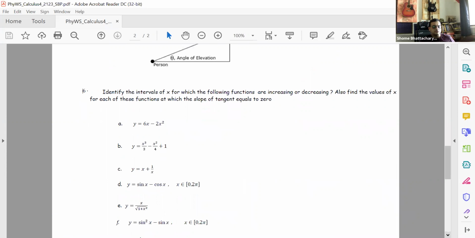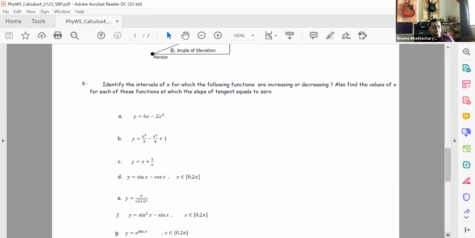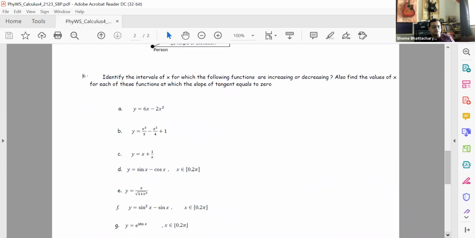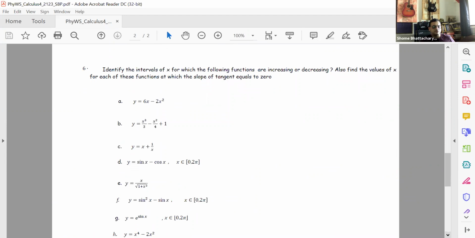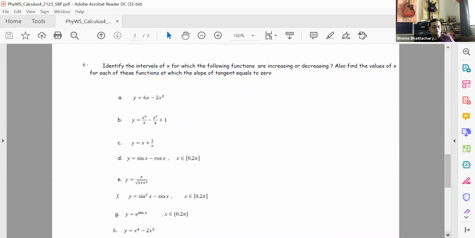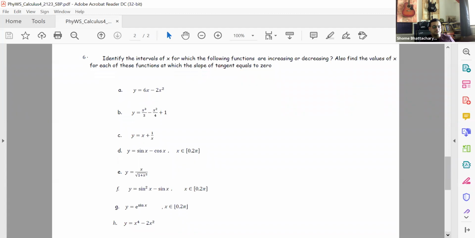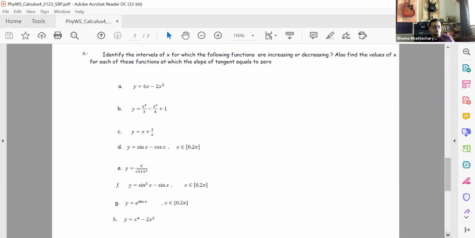So you have to apply this concept in question 6, the one we revised today, that if the derivative of a function is positive in a region, then the function is increasing in that same region. If it is negative in some region, then the function is decreasing in that region. So any particular questions you have doubts in out of question number 6, any of the parts?